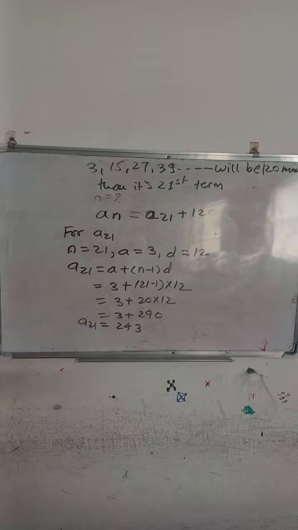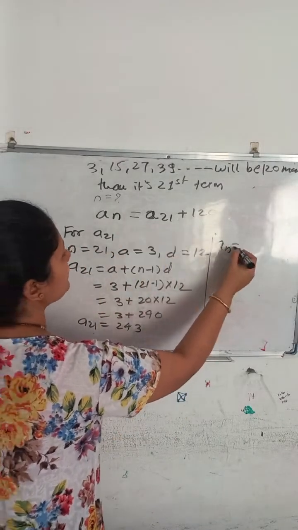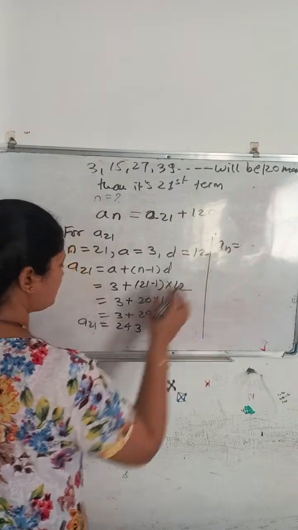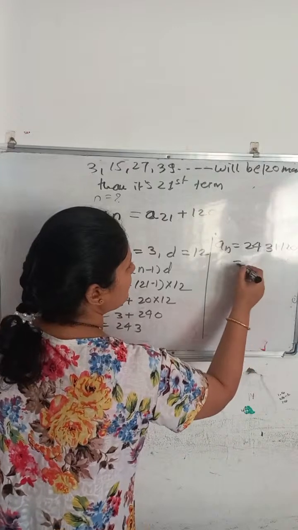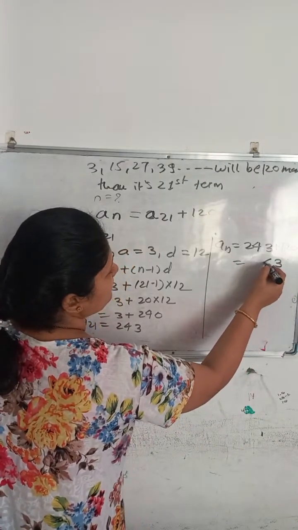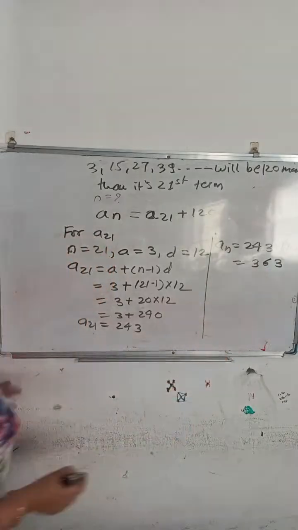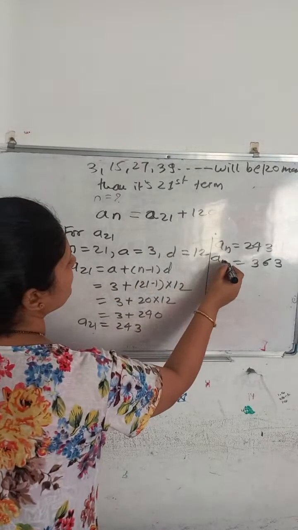Now we have to find out an. We don't know an, so how to calculate it? According to this statement only, the 21st term I got is 243, plus 120 is 363. So 363 is the nth term we got.